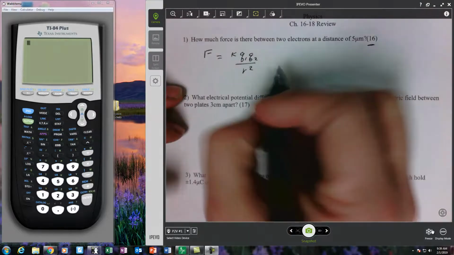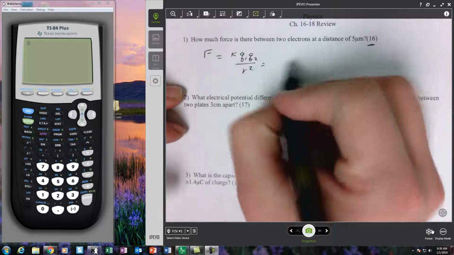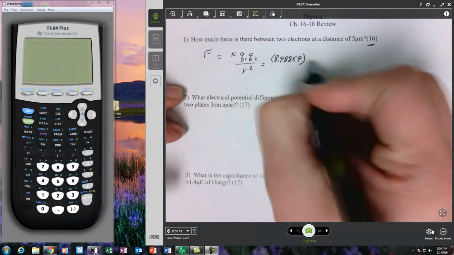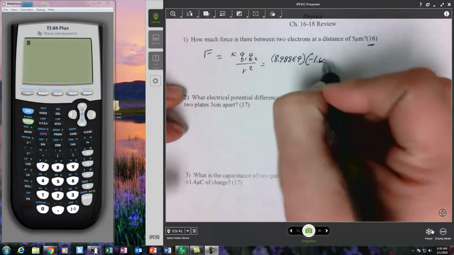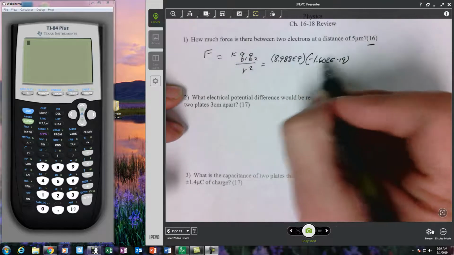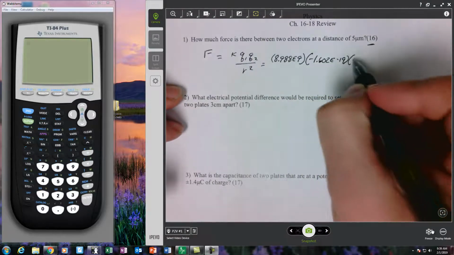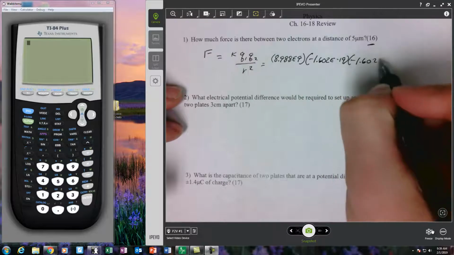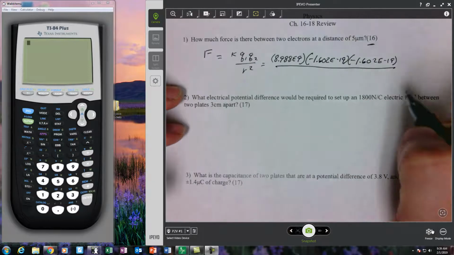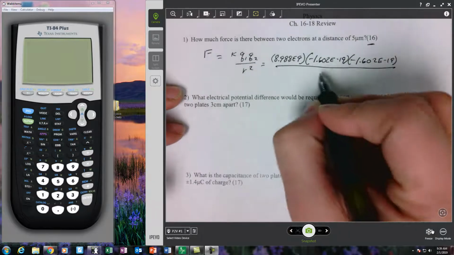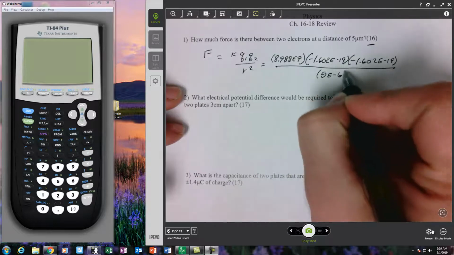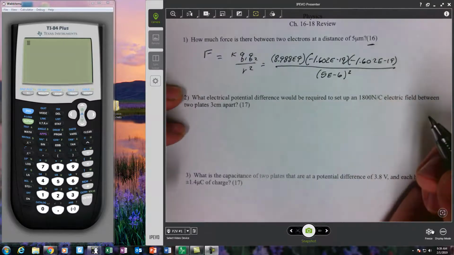So for showing what we're going to do here, we'll take our 8.988 E9, and times it by negative 1.602 E negative 19. Now technically, because it's the same thing, I could just square this, but I'm just trying to make sure I'm thorough as to using the formula. If you change a couple of things, you can't always square, so it just depends. Now in the denominator, you do always square. That's going to be 5 E negative 6, and we're going to go ahead and square that.